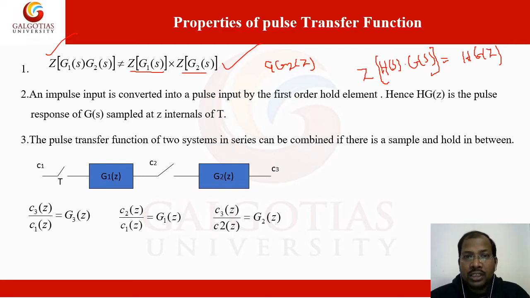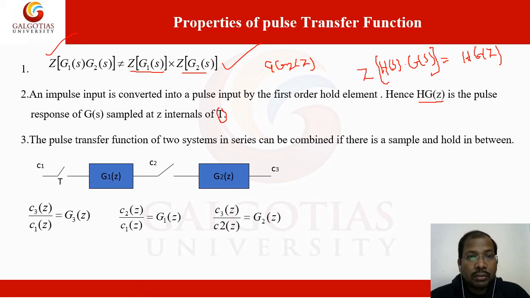An impulse input is converted into a pulse input by the first order hold circuit. Hence HG of Z is the pulse response of G of S sampled at intervals of T, where T is the sampling time. So we are just sampling. This is the meaning of HG of Z. We take an impulse signal as input, and we get the pulse response of G of S, represented in the discrete domain as HG of Z.